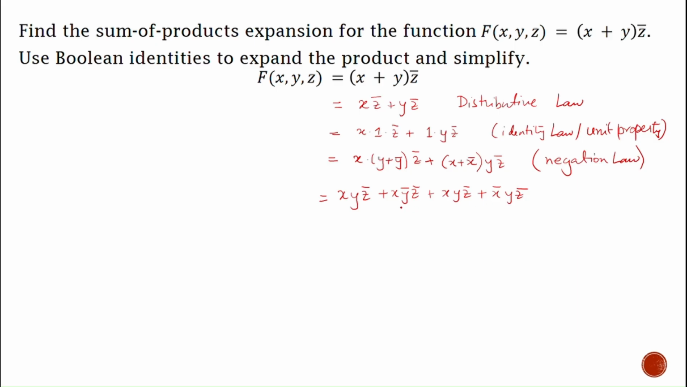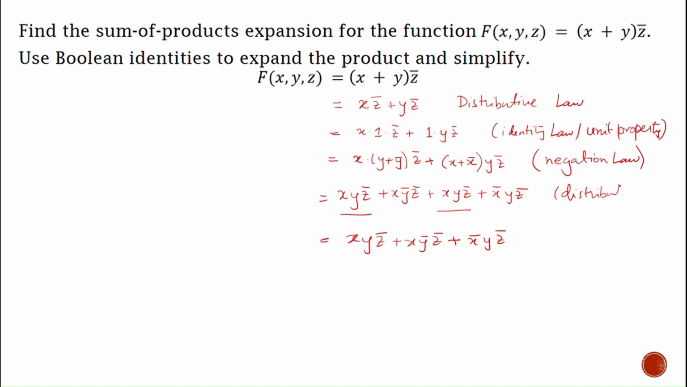So now we identify the like terms. So these two terms are like. So we apply the idempotent law to combine them together, and we get x y z bar plus x y bar z bar plus x bar y z bar.